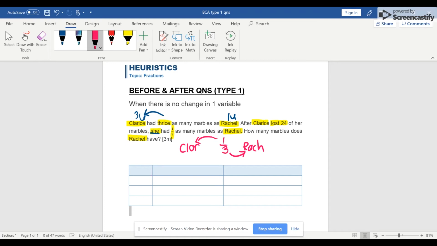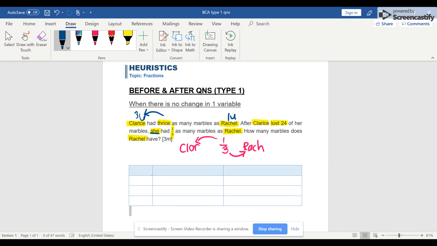So how many marbles does Rachel have? In this case, let me ask you, are they asking for Rachel before or Rachel after? A lot of students will be confused. They will be asking, teacher, but I do not know, is it asking for Rachel at first, or is it asking for Rachel in the end? The answer is that Rachel before and after is the same, because Clarice is the one who lost her marbles. Rachel did not lose any of her marbles at all. She did not lose, she did not gain. So therefore her marbles will be the same. Okay, understood? Alright, so now let's continue in filling out this table over here.